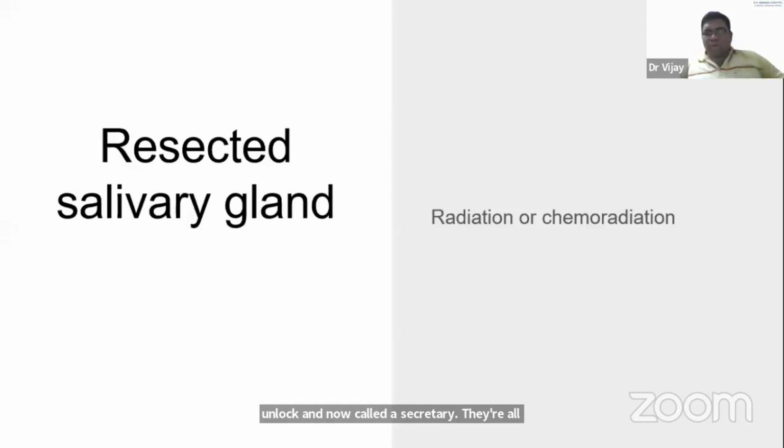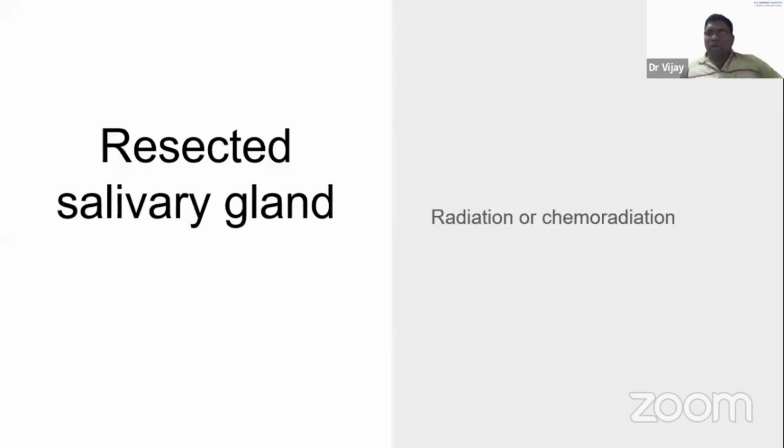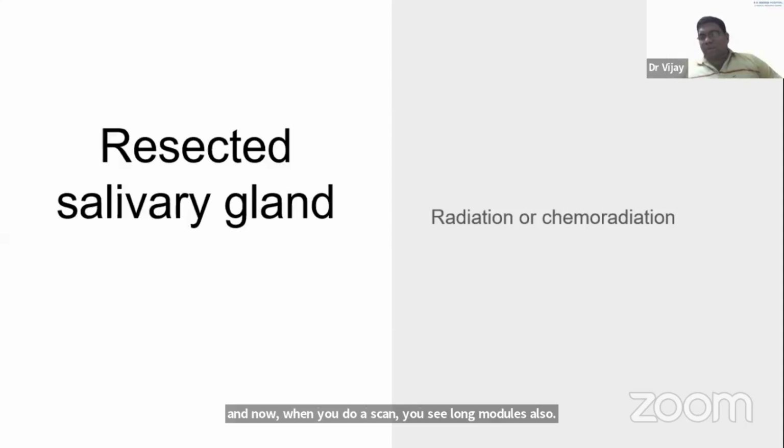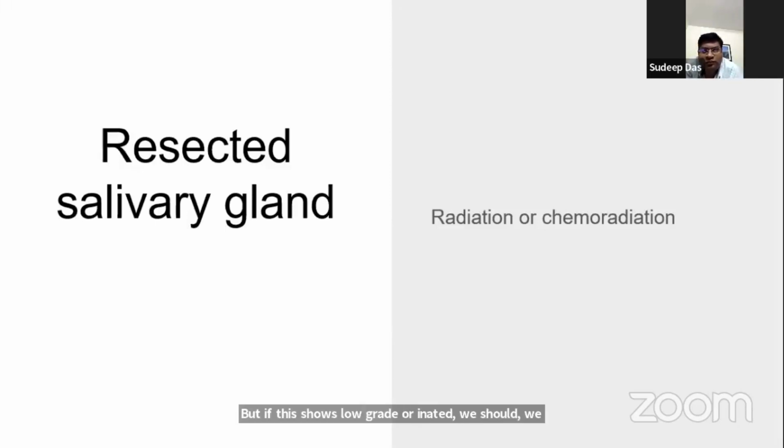Okay. So one more question here. As you correctly pointed out, these tumors can undergo high grade transformation. So let's say the person gives a history that the swelling was there for a long time and he has delayed coming to a surgeon by, let's say, 2 or 3 years. And now when you do a scan, you see lung nodules also. Would you recommend doing a lung biopsy to see whether that's a transformed lesion, or would you say, okay, if this shows low grade or intermediate grade, we should take it as that? Are you asking me, Vijay?